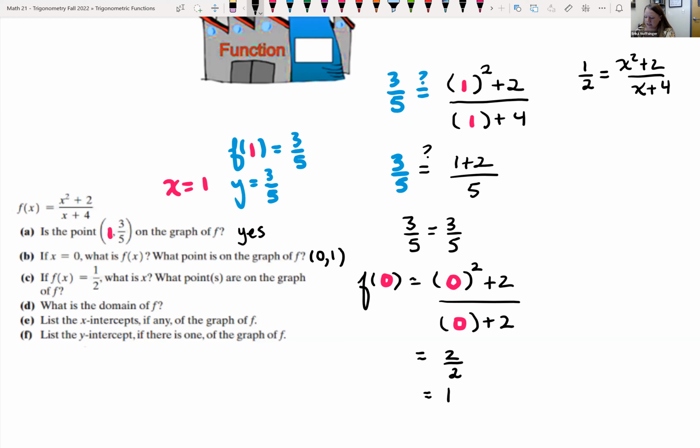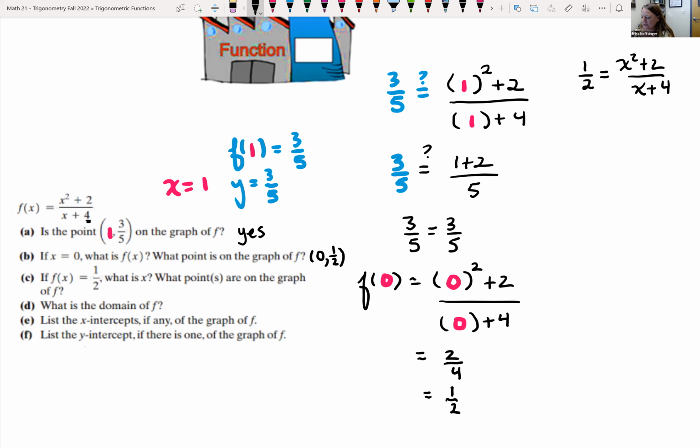Oops, and I can see I just made a mistake down here. So I plugged in the wrong equation. So this should have been down here, 0 plus 4. It's 4 here. And so that would have given us 4 down here. So 2/4 reduces to 1/2. So 0, 1/2 is actually the point there.